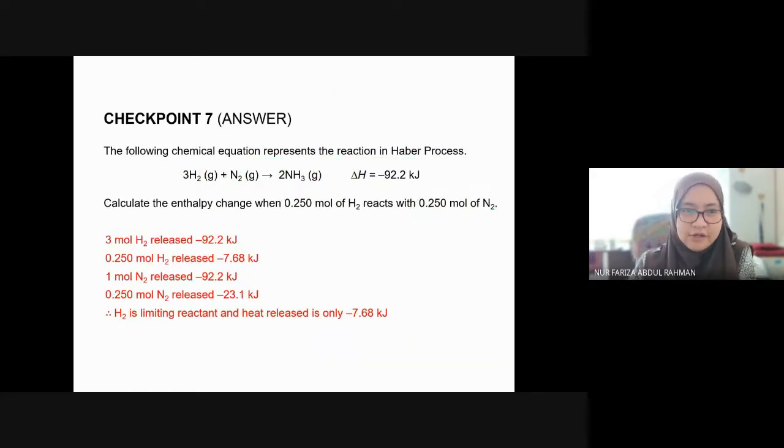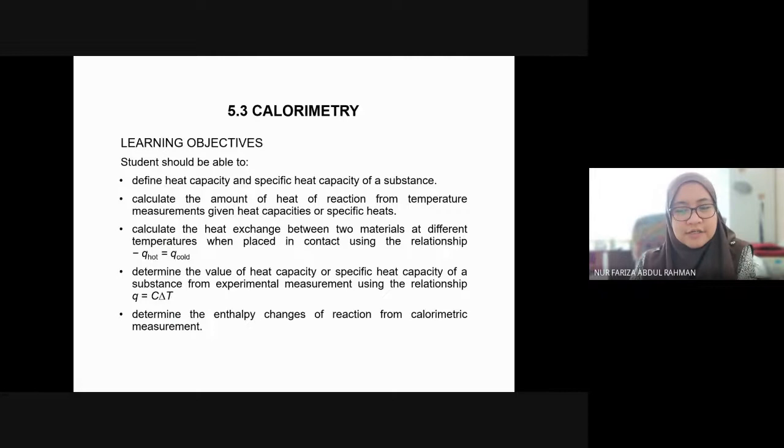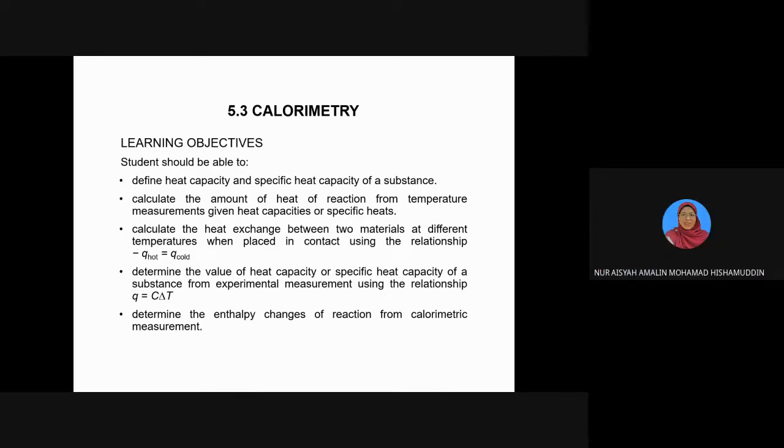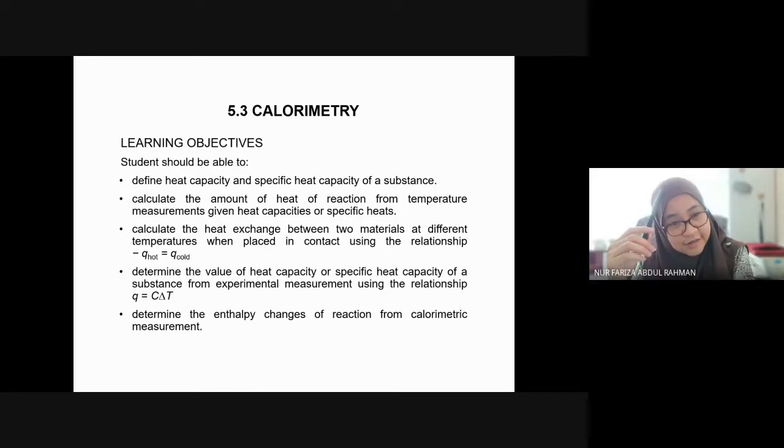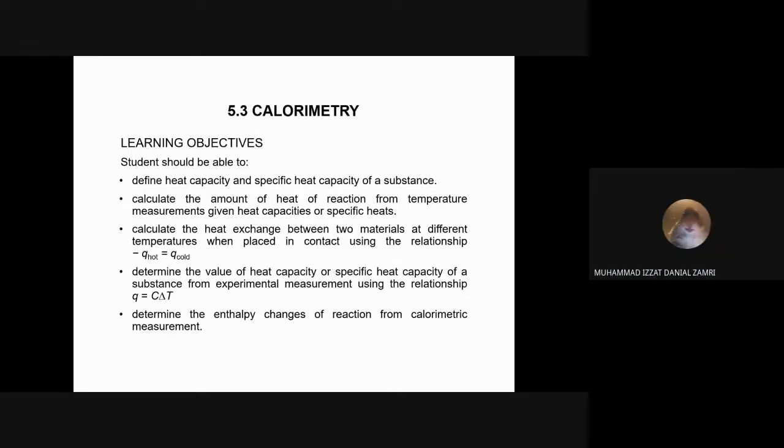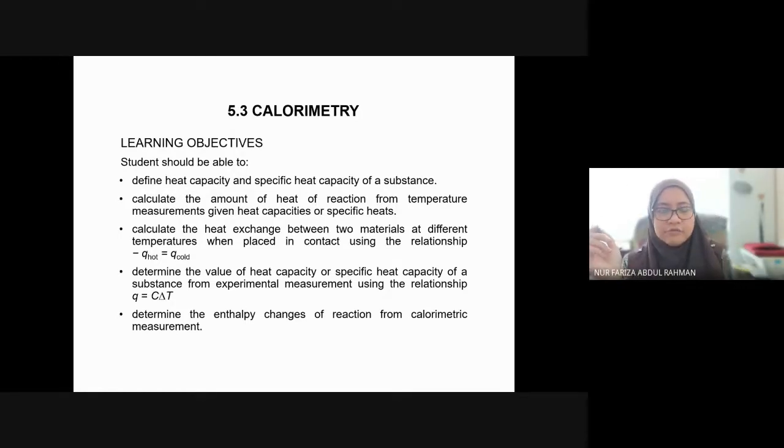Alright, moving on. Any questions so far related to the stoichiometry of the enthalpy change before we proceed to calorimetry? No, madam. Okay, alright. How about others? We have only one feedback so far. Okay, how about others? Okay, madam. Okay, alright, good to hear that. Now let's move on to calorimetry.